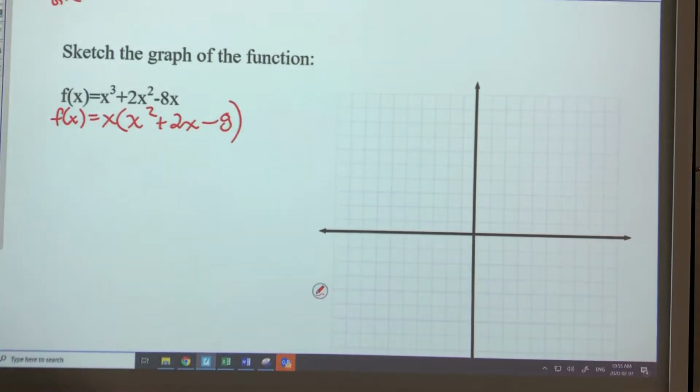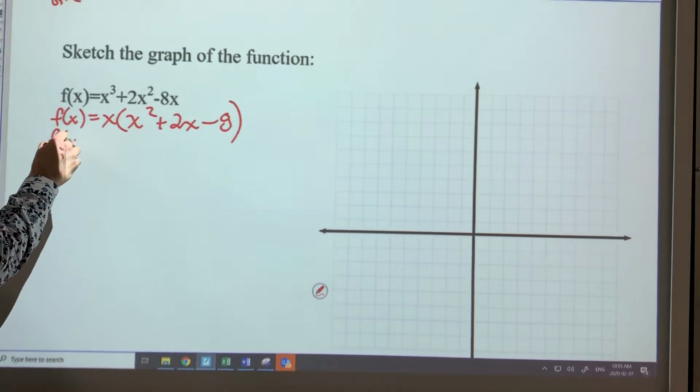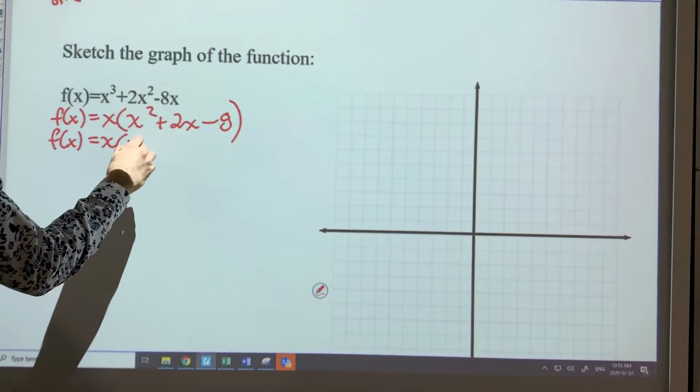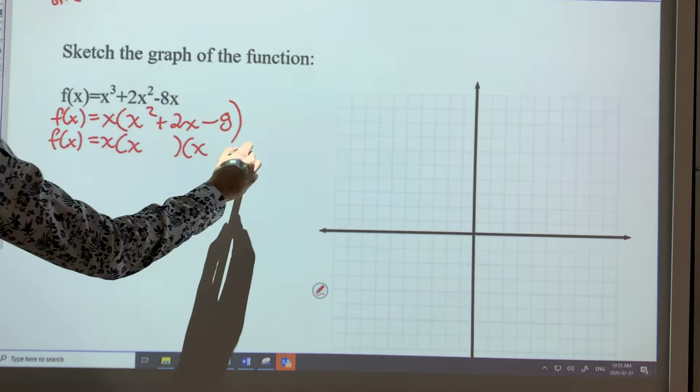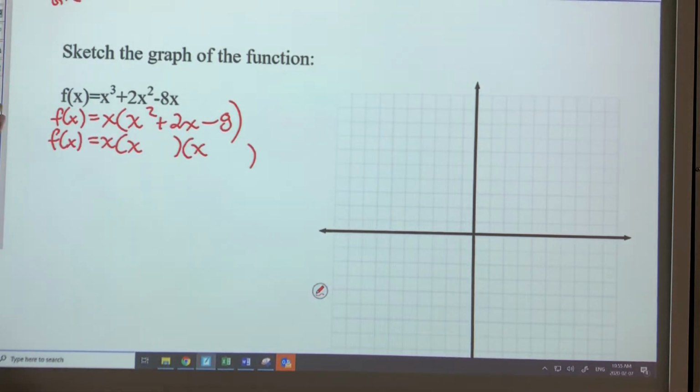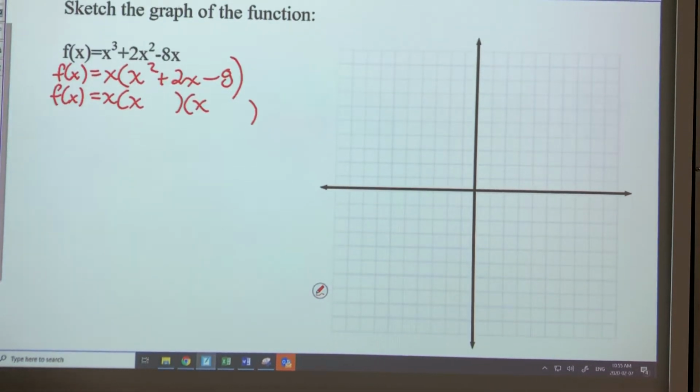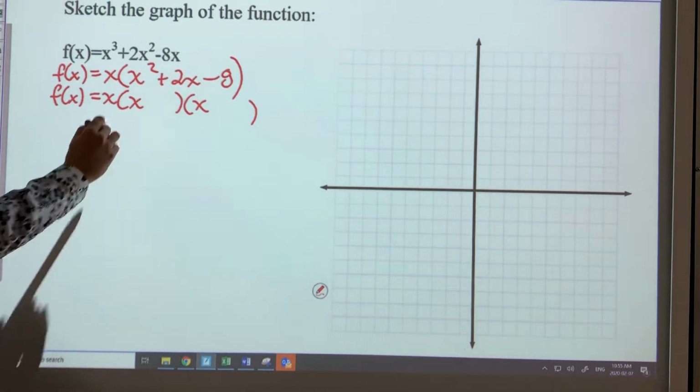You're happy because now that's an easy thing to factor. You don't need to do any synthetic division. You know it's going to look something like this. Just find your two numbers that multiply to -8 but add to 2. So what do we got? Positive 4, -2.